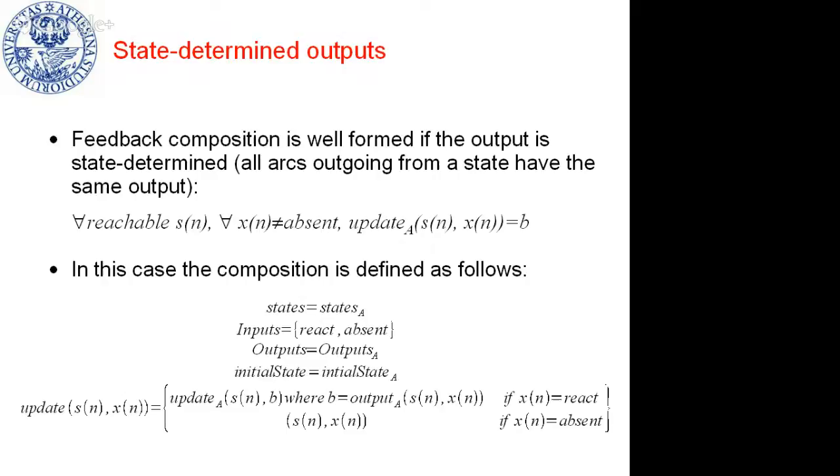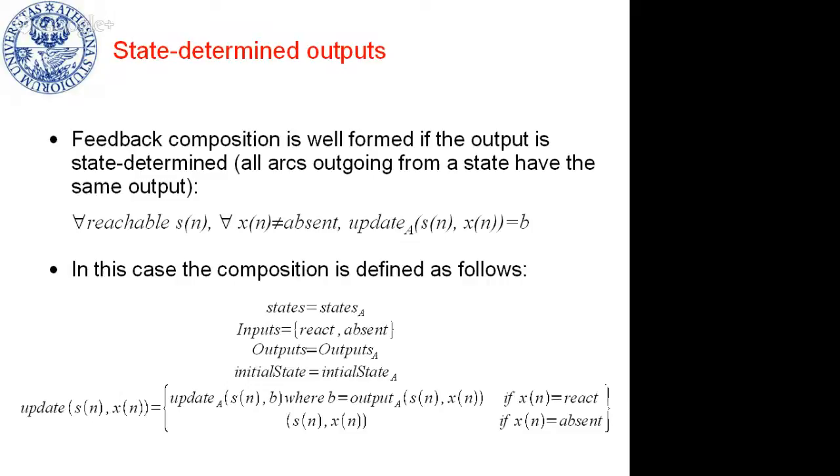In any case, let's see formally what is going on. So, if at least one of these machines is of Moore type, which means also that the output is determined by the state, or if you prefer, state-determined output, then the feedback composition is always well-formed. This means that for all the reachable states in this particular machine, and for all the possible inputs, the result of the output update function is always going to be the same, depending only on the state. In this case, the composition can be computed basically iteratively, starting from the output of the Moore machine and going back through the cycle.